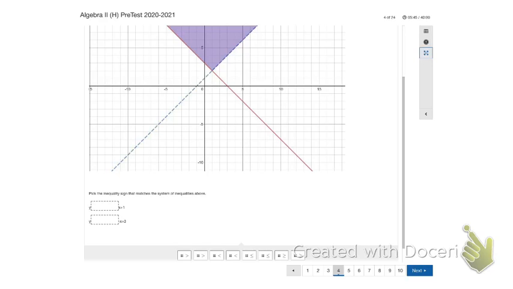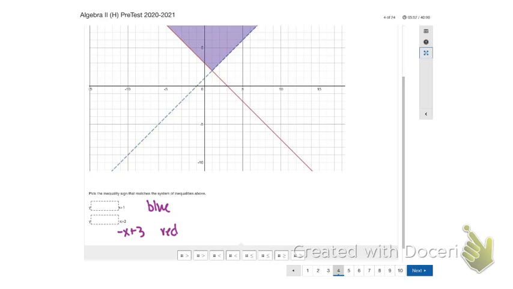So the red line has a negative slope and a y-intercept of 3. So the bottom one is the red line. The top one is the blue line. I know it's kind of hard to see that negative on there, but that is a negative x plus 3. So that is the red line. And then up here, this is the blue line.